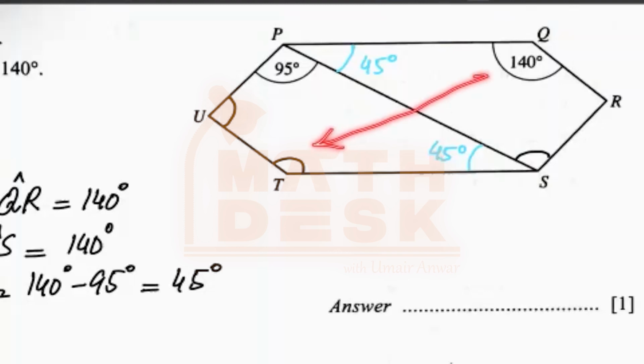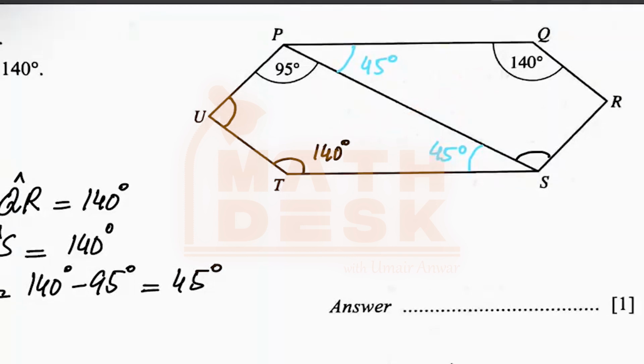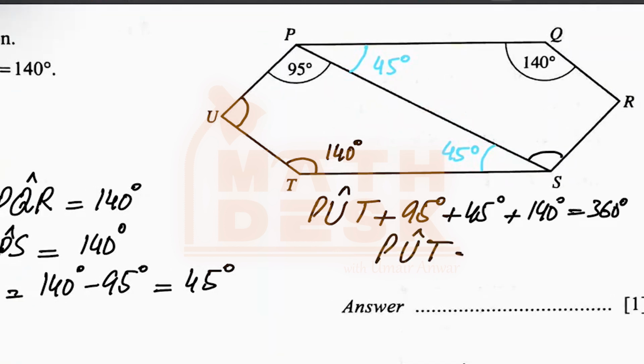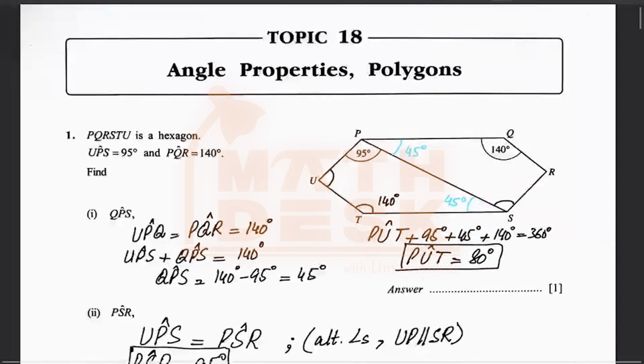Now we have three angles and we have to find the fourth angle, which is PUT, plus 95 plus 45 plus 140, and this should be equal to 360 degrees. Now when we subtract all the angles from 360 degrees, we get the answer as 80 degrees. All the parts would be solved in this way. Now, moving on to the next question.